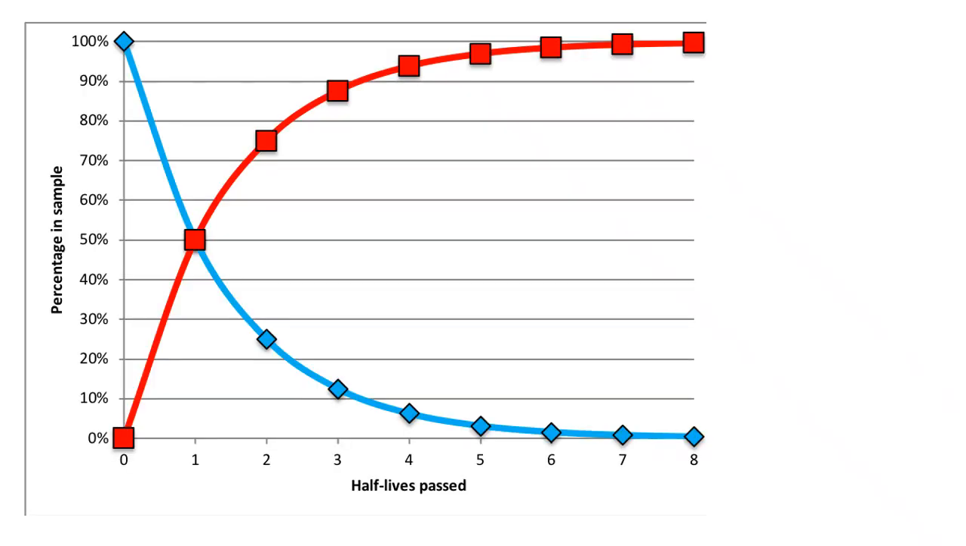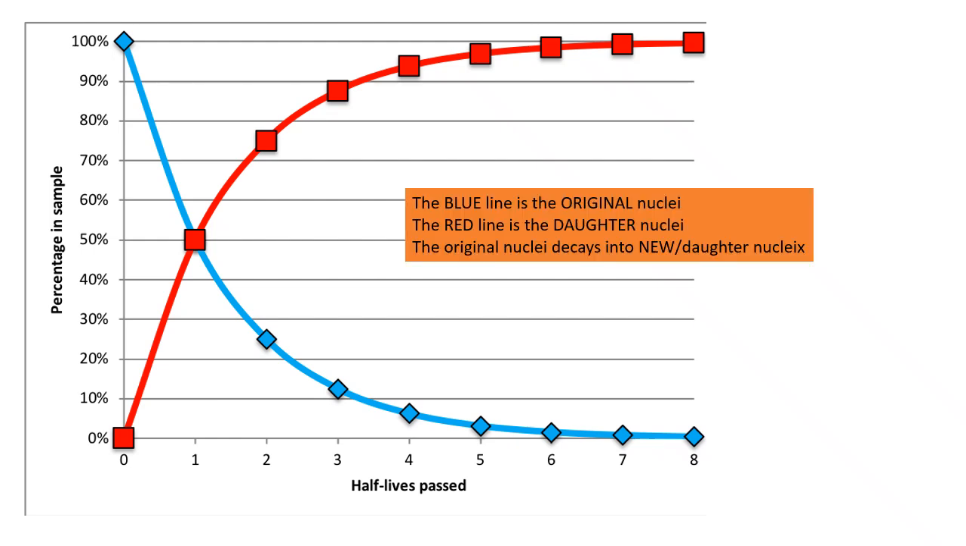Let's look at this graph here. So the blue line is the original nuclei. The red line is the daughter nuclei. The original nuclei decays into the new or daughter nuclei. So the red line is the new nuclei, the one that's been decayed into. The blue line is the original.